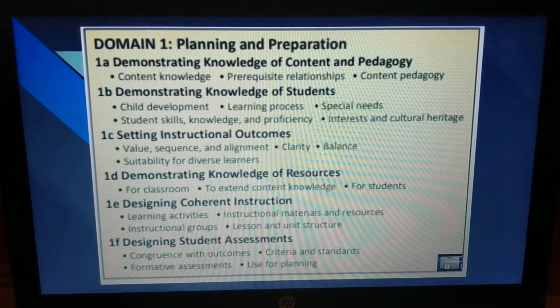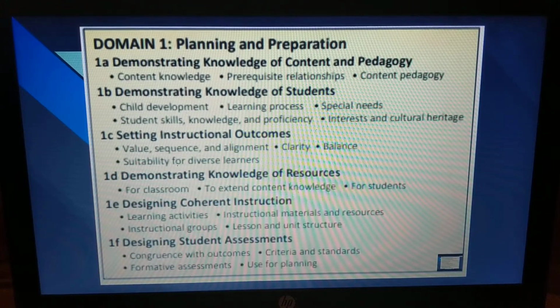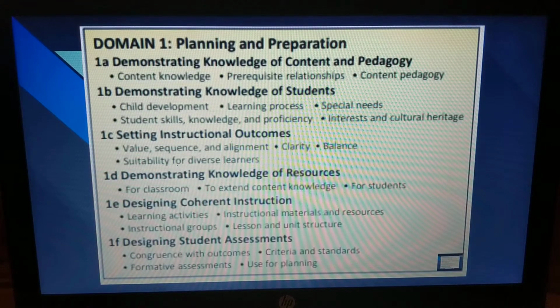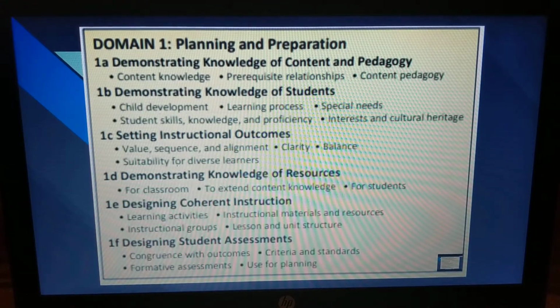Domain number 1, planning and preparation. Components in Domain 1 outline how a teacher organizes the content of what students are expected to learn. In other words, how the teacher designs instruction. These include demonstrating knowledge of content and pedagogy, demonstrating knowledge of the students, selecting instructional goals, demonstrating knowledge of resources, designing coherent instruction, and assessing student learning.